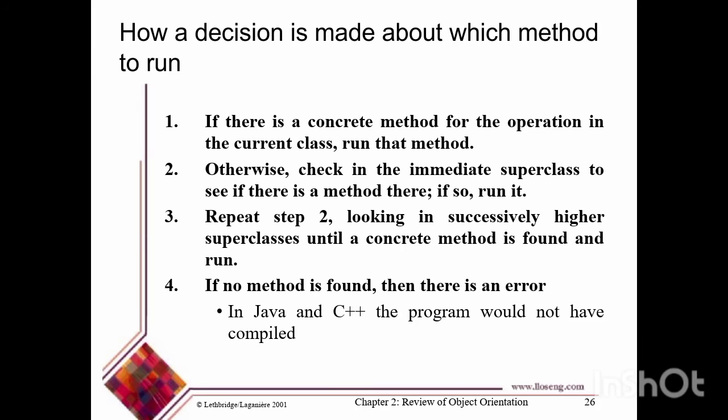And how is a decision made about which method to run? If there is a concrete method for the operation in the current class, run that method. So the base class method, and writing the concrete method for the operation in the current class, that is the derived class, run that method. Otherwise, check in the immediate superclass to see if there is a method there. If so, run it. Repeat step 2, looking at successively higher superclasses until a concrete method is found and run. If no method is found, then there is an error. In Java and C++, the program would not have compiled.